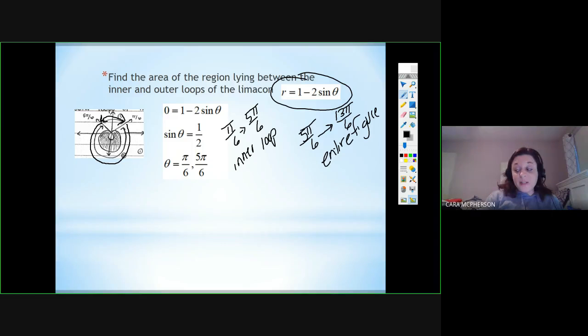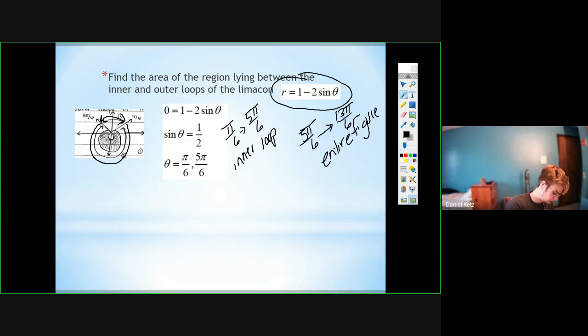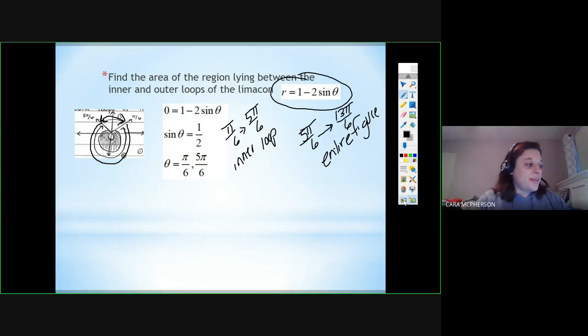My last clue is that the final answer is somewhere between 8 and 9. So if you got something between 8 and 9, tell me what you got. All right, we got 3 answers. They're all the same, and they are all right. So let me show you.